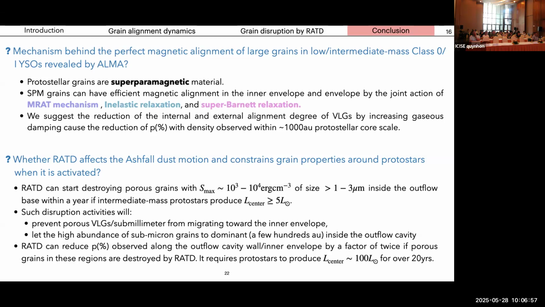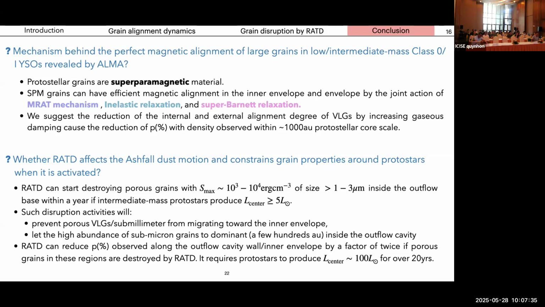And it will let the high abundance of submicron grains in the high velocity outflows be the dominant source of polarization inside the few hundred AUs of the outflows. And this action will stop until the intermediate mass protostar reduces its luminosity to below 5 solar luminosities. And secondly, we find that RATs can reduce the polarization fractions along the outflow cavity wall and the inner envelopes by a factor of 3, if grains have a porous structure and the protostar emits 100 solar luminosities for over 20 years.